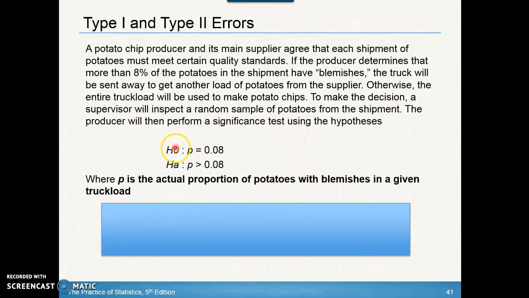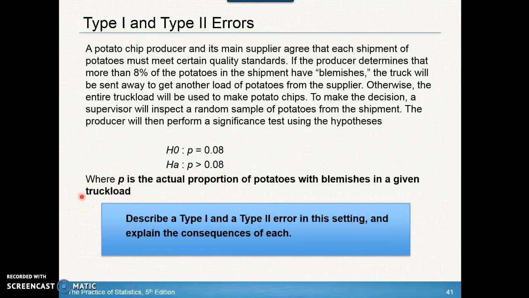Okay, the null is in fact that 8% of the potatoes in the shipment have blemishes, and the alternative is, hey, we think they're trying to get away with something. There is in fact more than 8% of the potatoes that actually have blemishes. Notice how p is defined. p is the actual proportion of potatoes with blemishes in any given truckload.